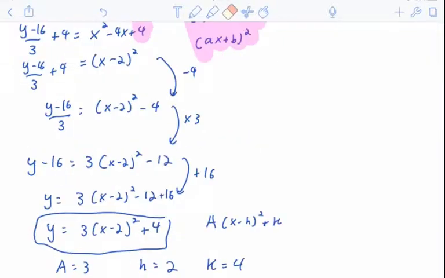Okay, so let's try another one. Y is equal to minus 2x squared minus 12x minus 13. Oh, gross. Why don't you try it? Pause the video, give it a try. All right, so you're going to start by moving the 13 over. Plus 13.